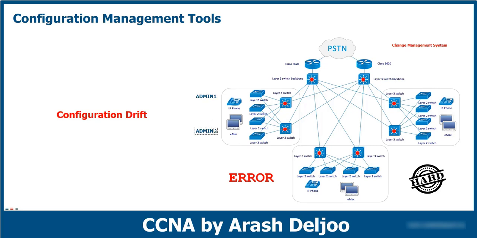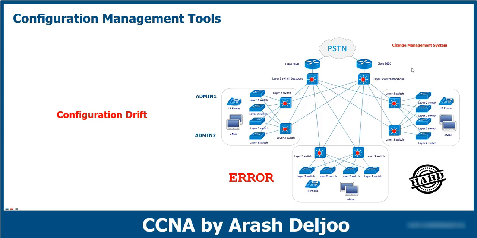Assume that in this network we also have a change management system. A change management system is a system where, when you are configuring one device, you should notify here that you have configured one switch or one router. This is my new configuration. This is the change. This is the date.